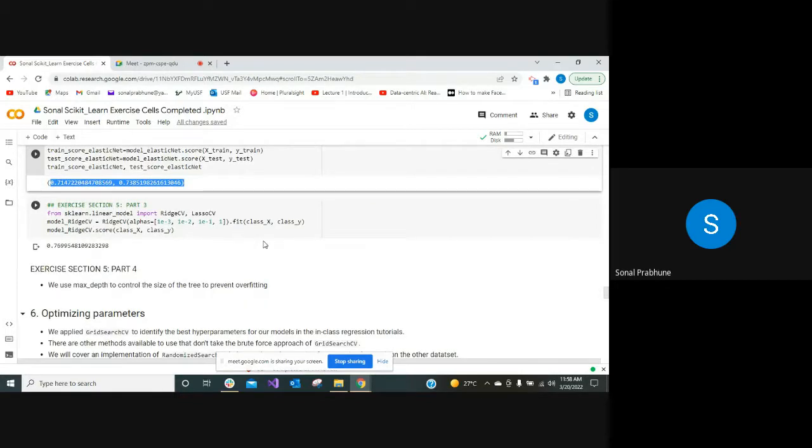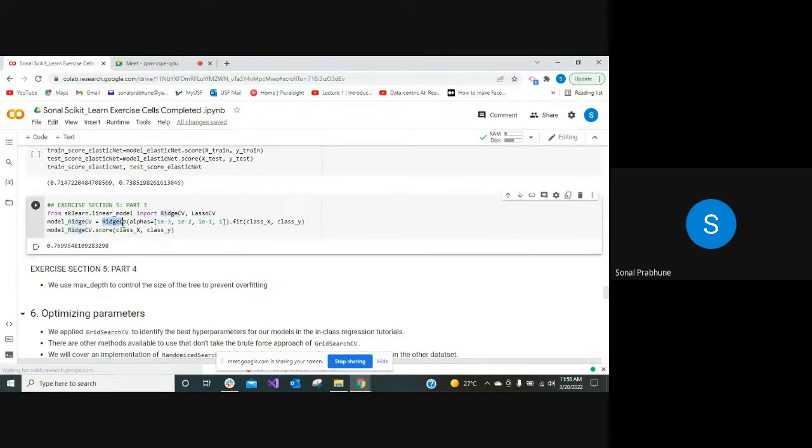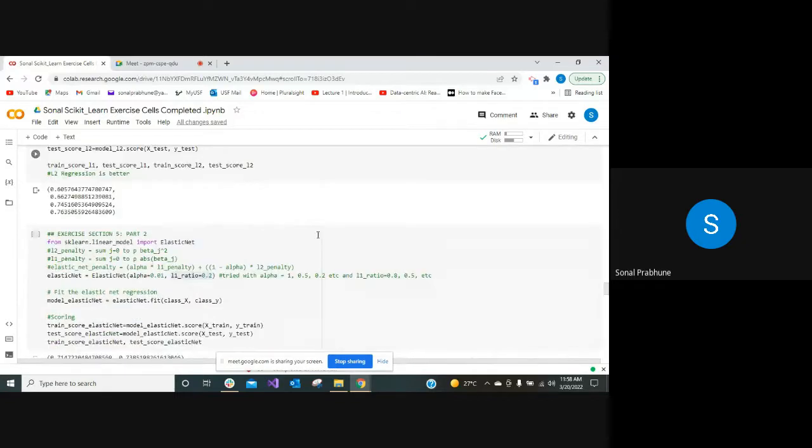And then using grid CV, just like we do a grid search CV, we can send it a vector of values, and it's going to find the best value for us, which is 0.76, very close to what we got over here. That's all I have.